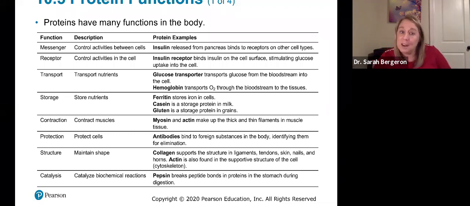Well, if you want glucose to come in, you have to have something that's going to transport it in. So you have a glucose transporter that's going to transport glucose from outside the cell in the bloodstream to inside the cell. Then you also have things that have to transport things like oxygen, right? Things we need to survive. An energy source like glucose, and we need oxygen. So what's going to transport oxygen through our bloodstream? That's hemoglobin.